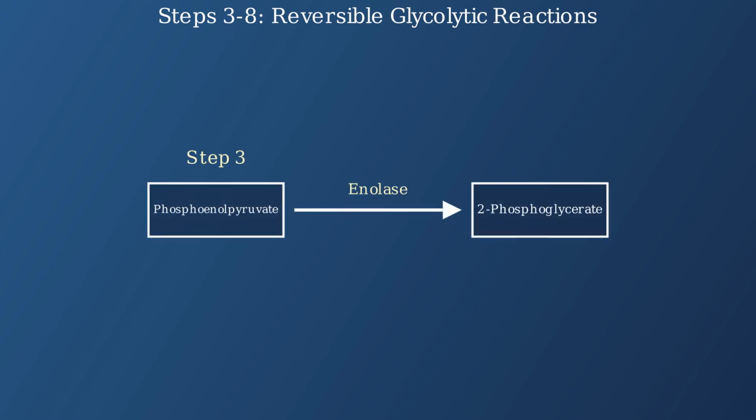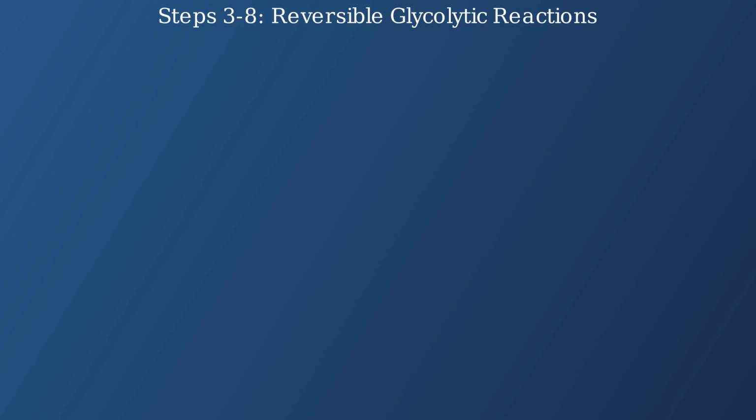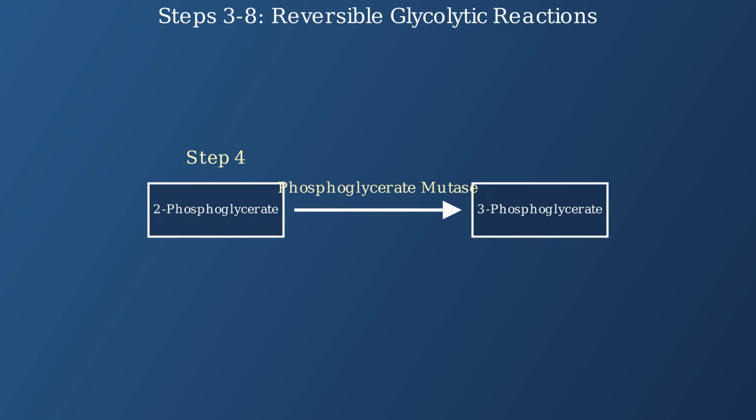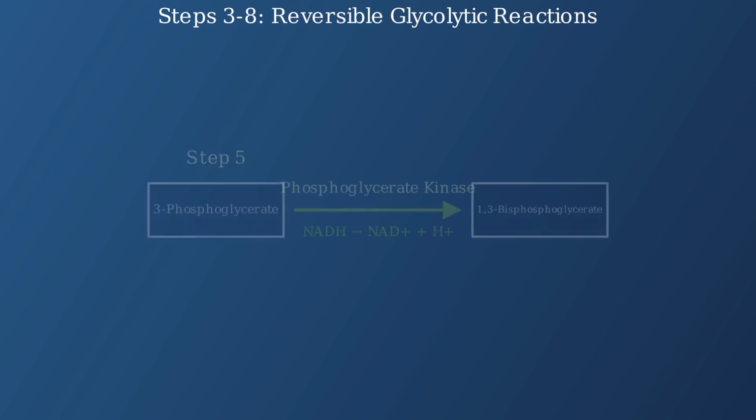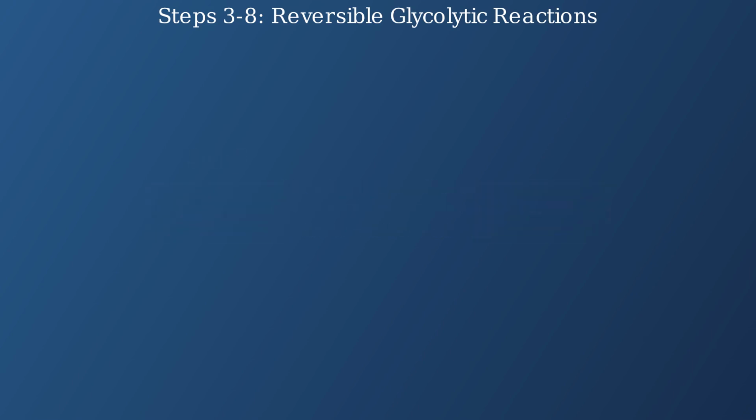Step 3 involves the conversion of phosphoenolpyruvate to 2-phosphoglycerate, catalyzed by the enzyme enolase. In step 4, phosphoglycerate mutase converts 2-phosphoglycerate to 3-phosphoglycerate. Step 5 requires ATP and uses phosphoglycerate kinase to convert 3-phosphoglycerate to 1,3-bisphosphoglycerate.